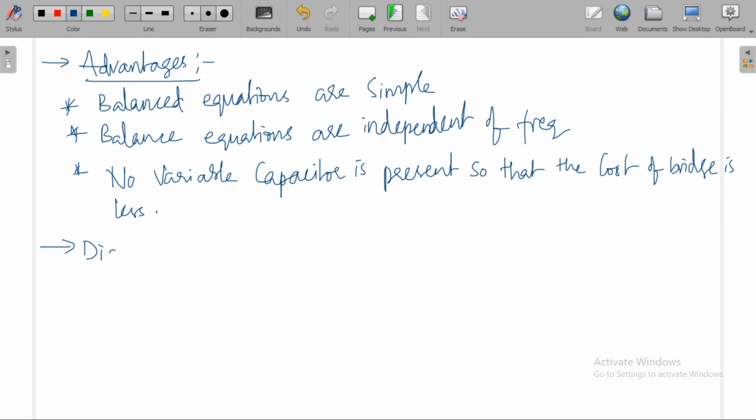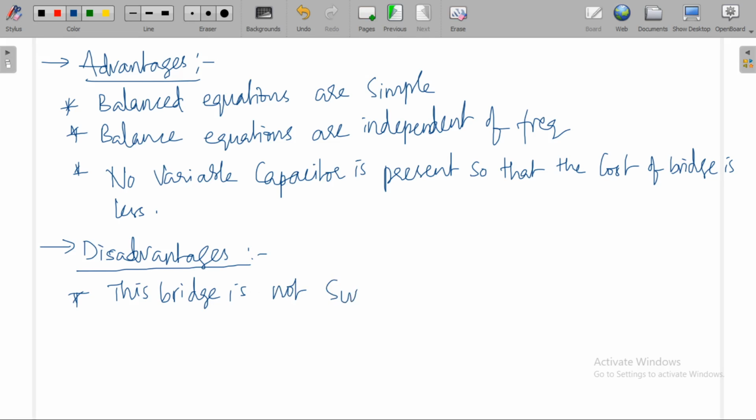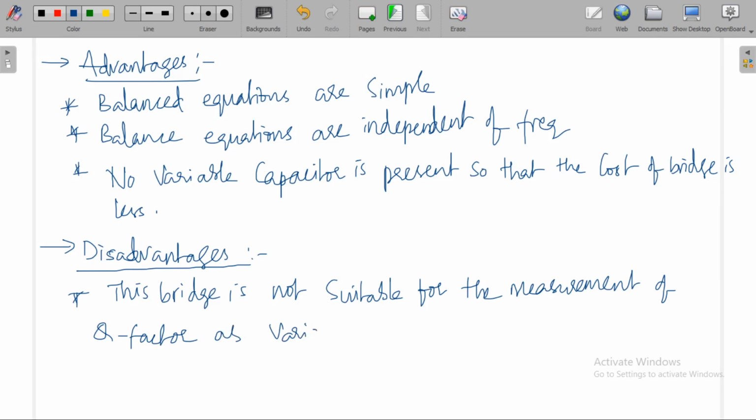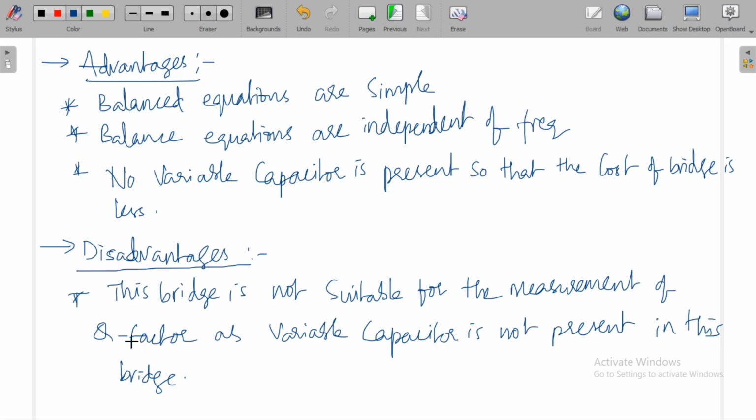Coming to the disadvantage, this bridge is not suitable for the measurement of Q factor. The quality factor cannot be measured, as a variable capacitor is not present in this bridge. There is no variable capacitor in this bridge; that's why the Q factor cannot be determined. This bridge is not suitable for the measurement of Q factor, as a variable capacitor is not present in it.